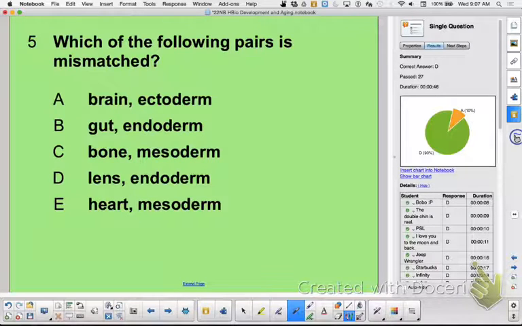The brain does come from the ectoderm, and D, the lens, how could we correct that? The lens comes from where? Ectoderm. The lens of your eye comes from the ectoderm. All right. Next.